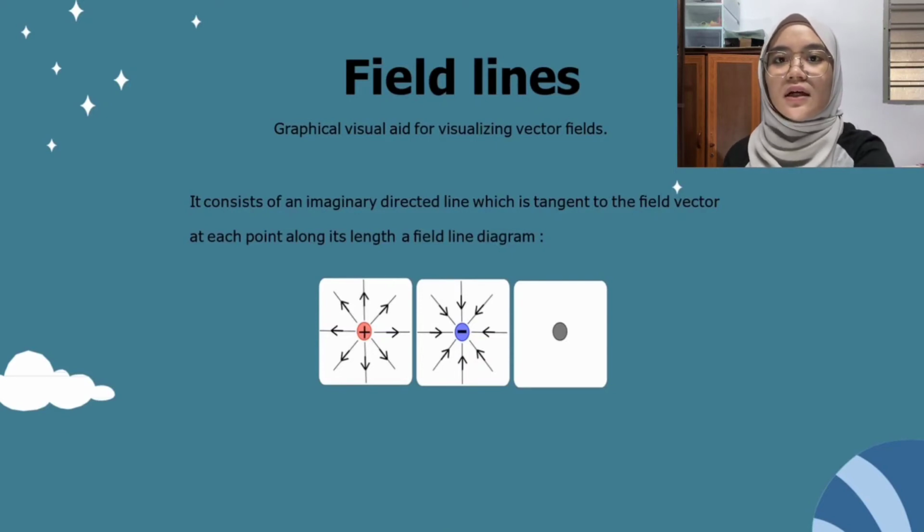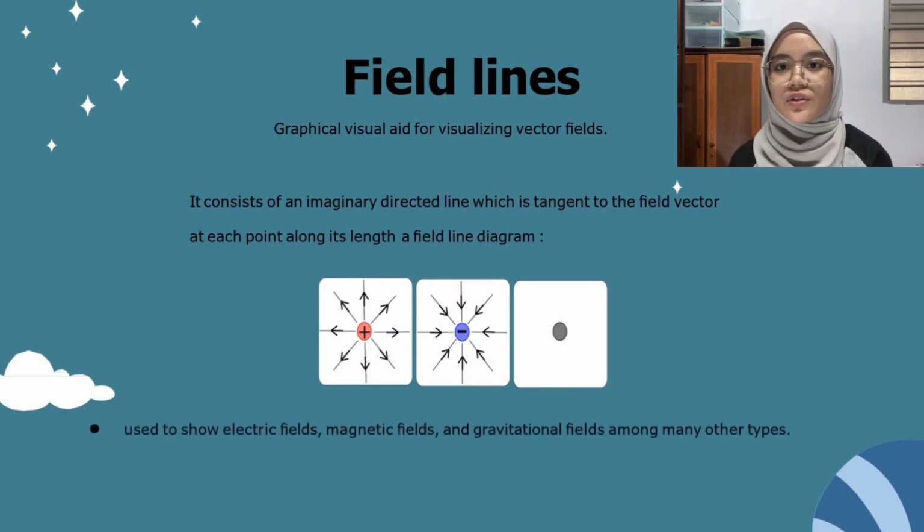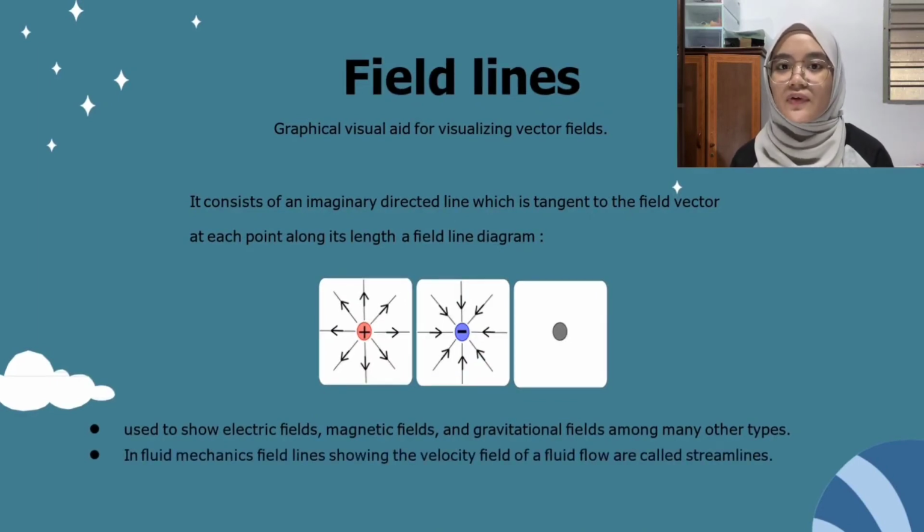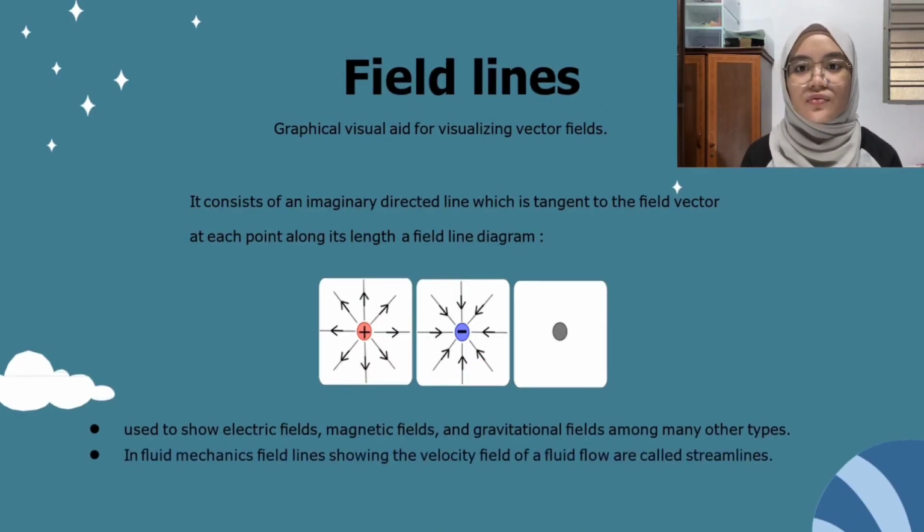So this is called a field line diagram. They are used to show electric fields, magnetic fields, and gravitational fields among many other types. In fluid mechanics, field lines showing the velocity field of a fluid flow are called streamlines.